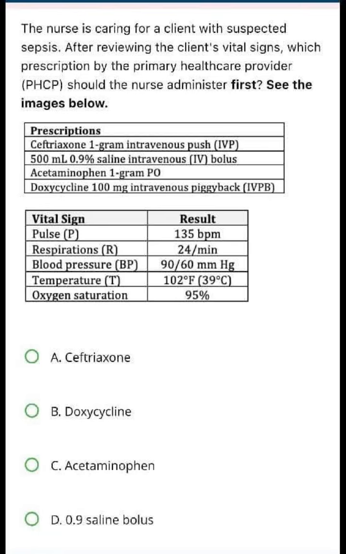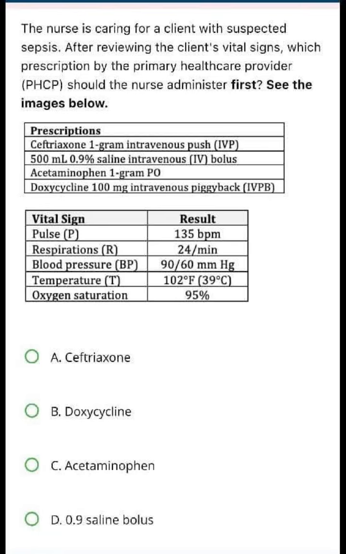The question we're going to ask ourselves is, what is the problem this patient is having? The question says the patient is having suspected sepsis, not concluded. If the patient is having sepsis, which is suspected, is now coming with signs and symptoms of pulse 135, respiration 24, blood pressure 90/60, temperature 39, oxygen 95.